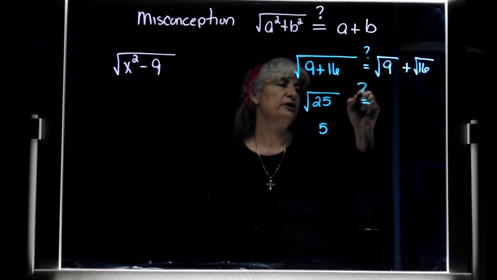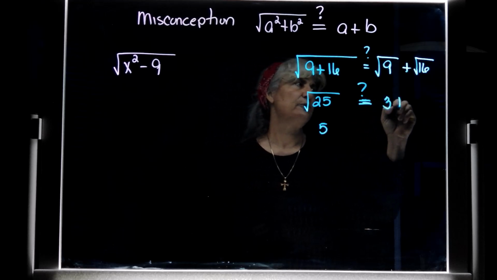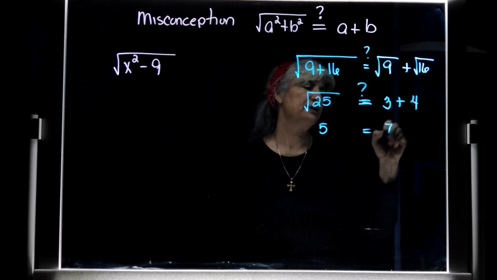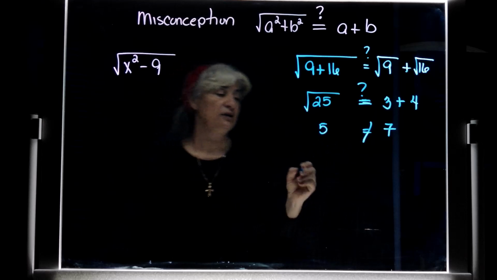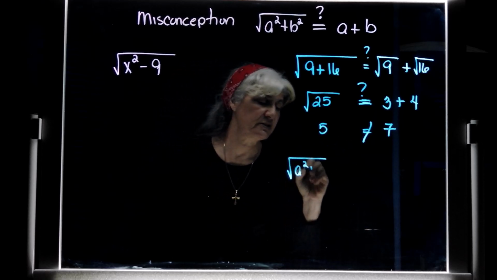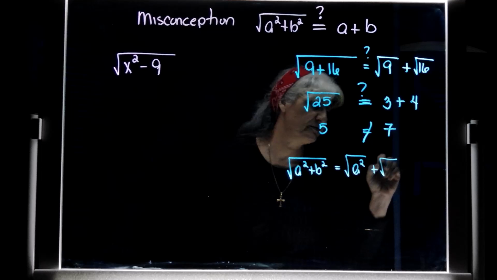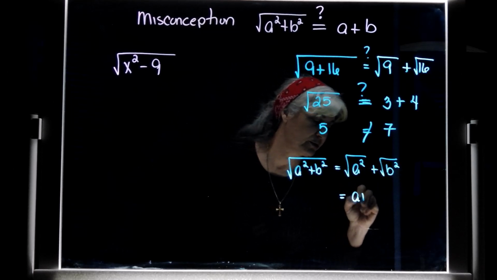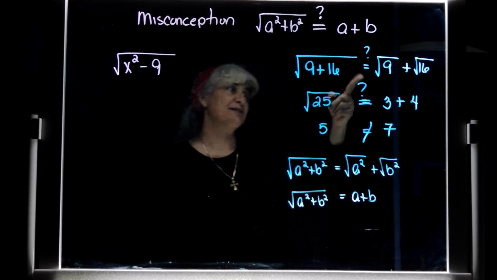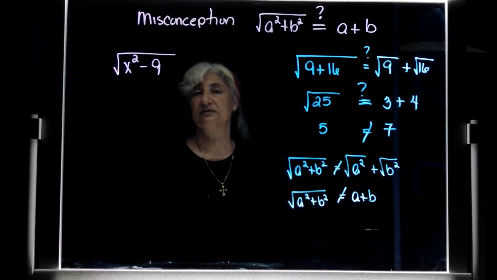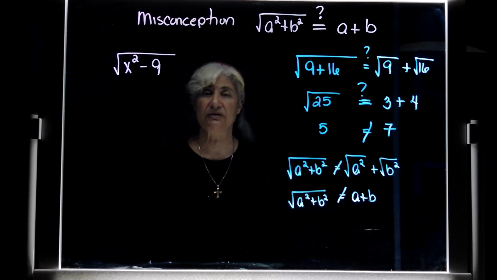Okay. So I'm still trying to figure out if this is true or not. So what's the square root of 9? 3. And the square root of 16? 4. And you know what this is as well as I do. It's 7. This doesn't work. If you're thinking that the square root of a squared plus b squared is equal to the square root of them individually, which would be equal to a plus b, based upon the example I just did, this is false. If I can find one example where it doesn't work, it doesn't work. It's false.